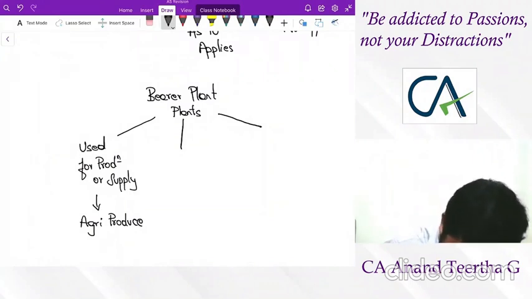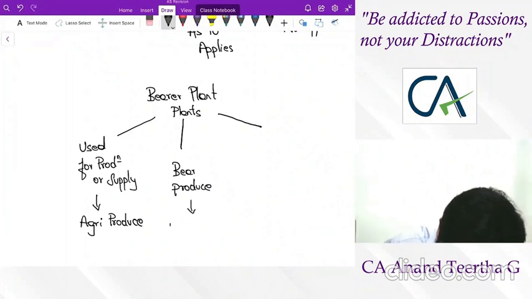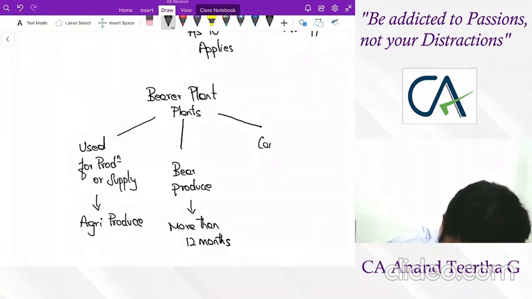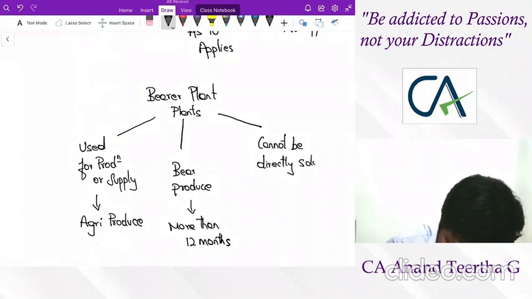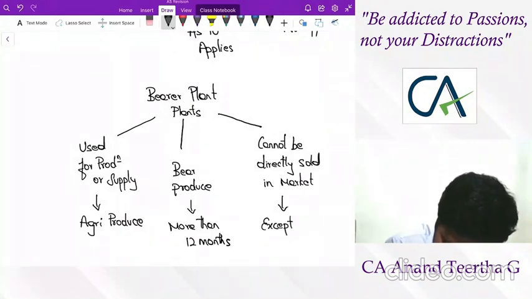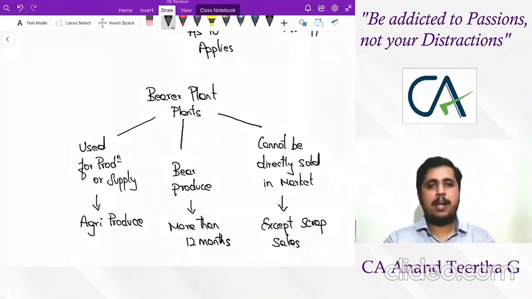Then this is going to bear produce for more than 12 months. And these plants cannot be directly sold in the market except as scrap sales. So this is how a bearer plant has been defined.